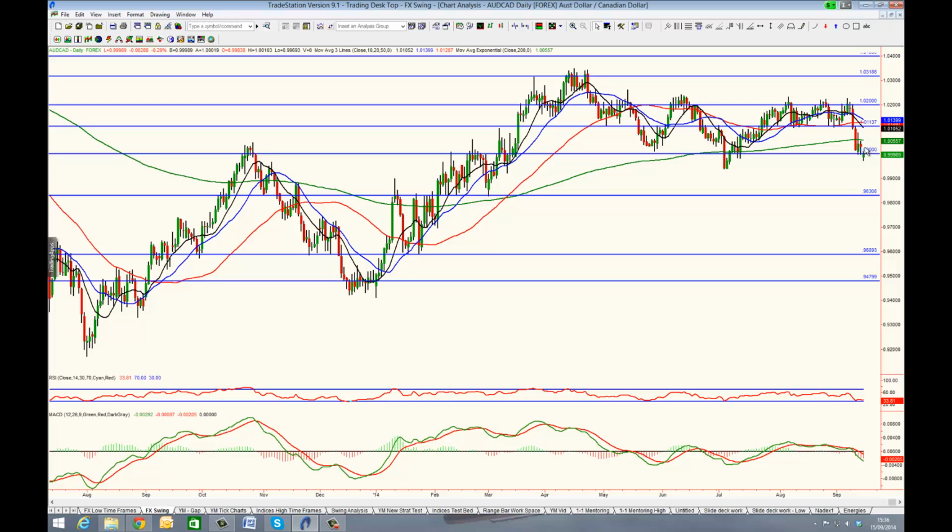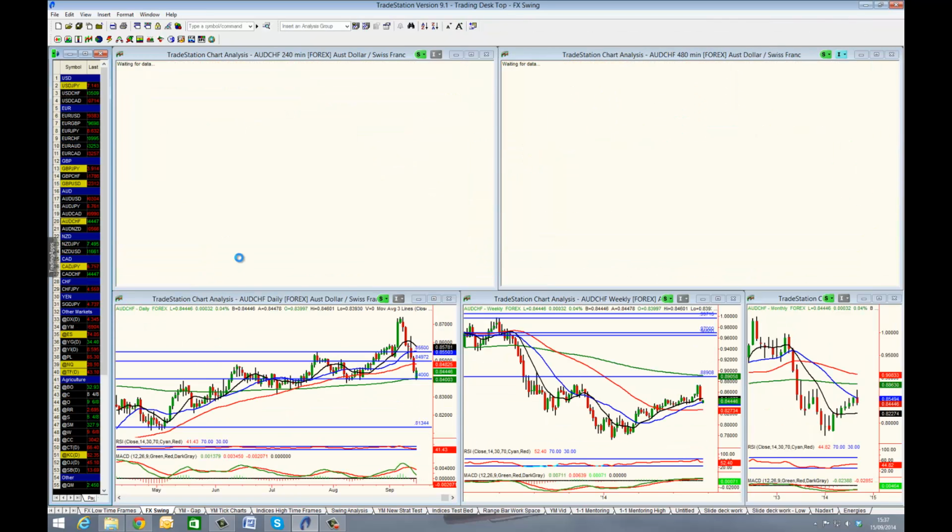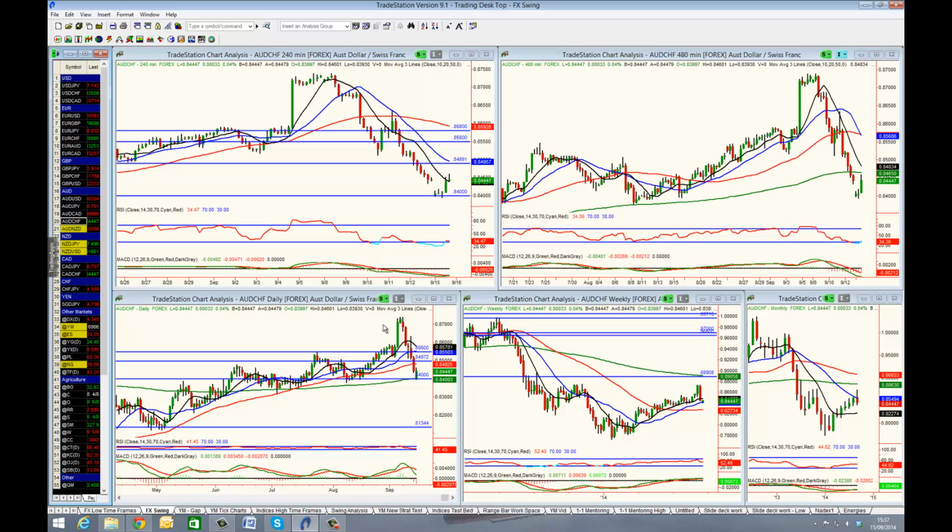Because we're overextended from the averages, I'm looking for a bit of a pullback on this market, as opposed to cable, which is actually quite close to the averages. So the difference with the cable one was that it had already pulled back, and on these markets they haven't pulled back just yet. The other one to note at the moment is Australian dollar against the Swiss franc.